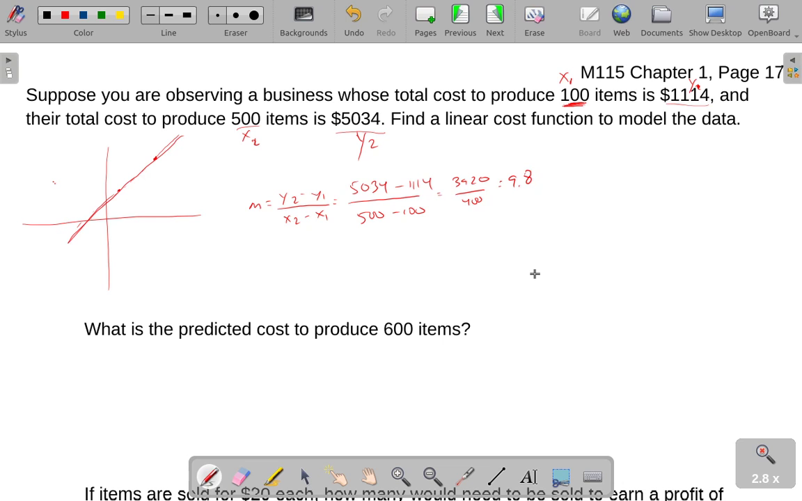Now we have a slope, we have 2 points. We only need one of those points. I'm going to choose the first one, 1114, because the numbers are smaller, really. And I'm going to say y equals mx plus b. Let's see, we get 1114 equals 9.8 times 100 plus b. I'm just plugging in what I know there. 9.8 times 100, oops, there, is 980.